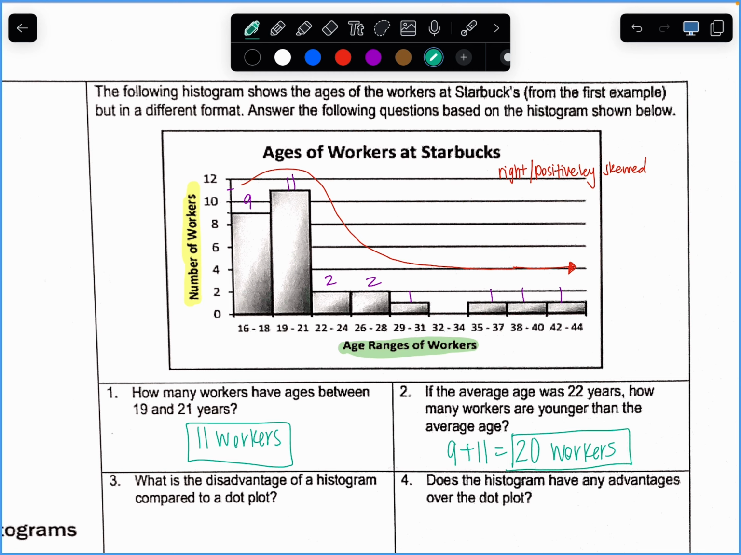We have 40 more minutes. Okay, good. So 20 workers.